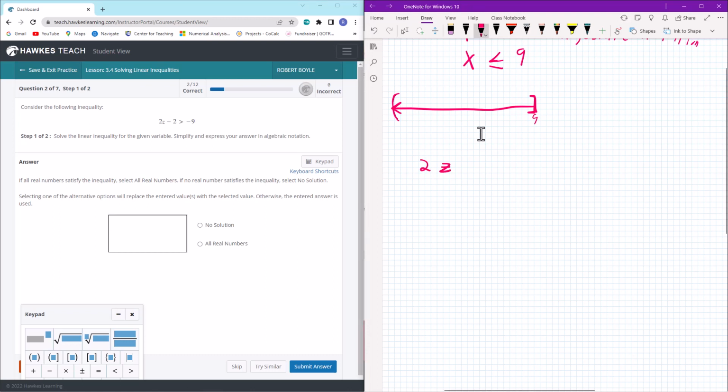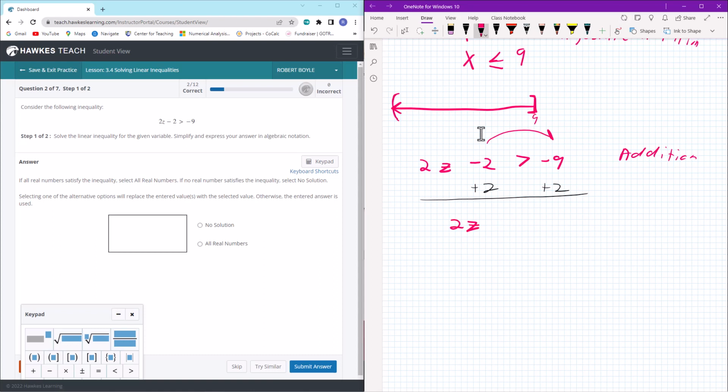2z minus 2 is greater than negative 9. All right, nothing to simplify. The only thing we need to do is do a little addition. Use the addition property to move that -2 term over here. And how do we do that? Well, we're going to add 2 over here, and we're going to add 2 on the other side. If we do, we can then add vertically 2z plus 0, well, that's just 2z.